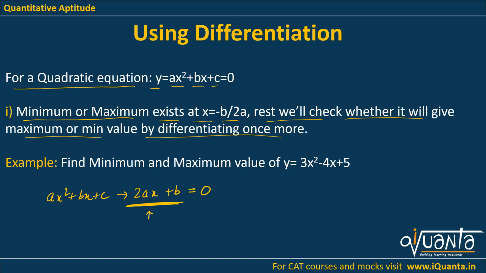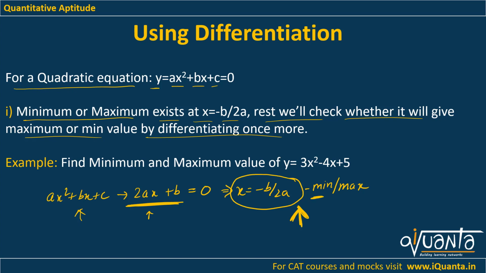This is the first differentiation. We differentiated this expression ax square plus bx plus c once. We got this, and we will equate it to 0. What will we get? We will get x equals to minus b by 2a, right? So minimum or maximum occurs at this point, that means at this value of x, minus b upon 2a.